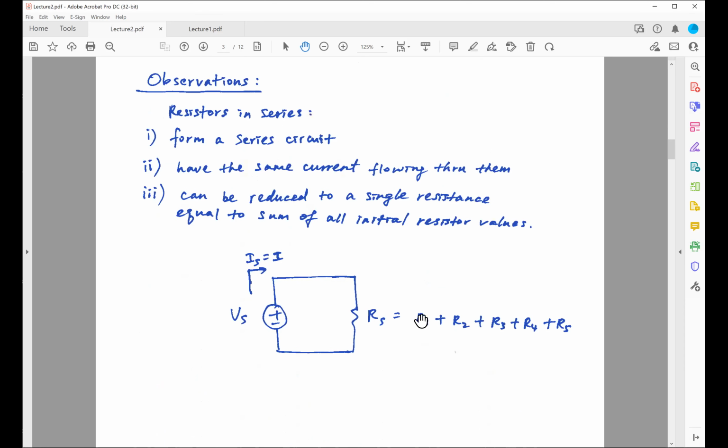So therefore, to simplify the circuit, I can reduce all of R1 to R5 down to a single resistance, which I call Rs. So now I'm only dealing with one voltage source and one resistor.